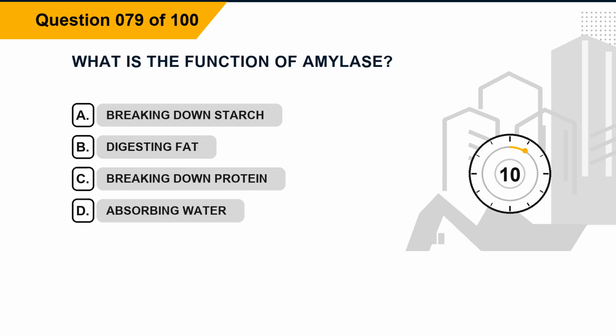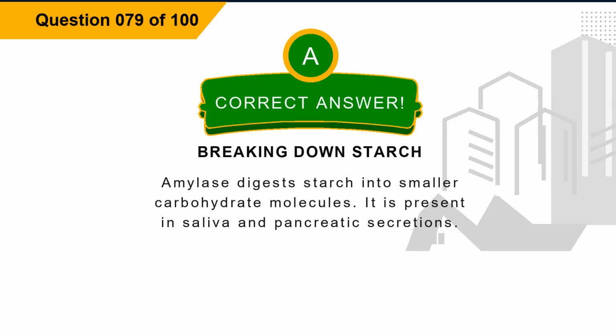Question 79. What is the function of amylase? Option A, breaking down starch. Option B, digesting fat. Option C, breaking down protein. Option D, absorbing water. The correct answer is option A, breaking down starch. Explanation. Amylase digests starch into smaller carbohydrate molecules. It is present in saliva and pancreatic secretions.